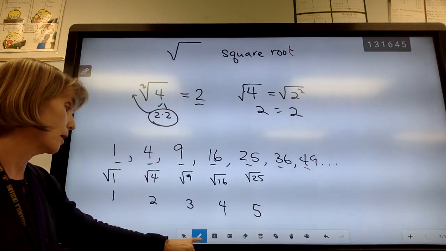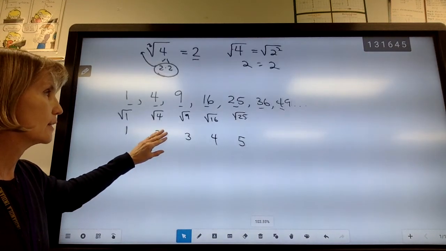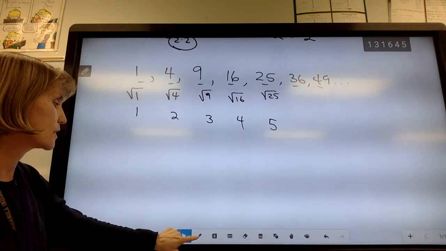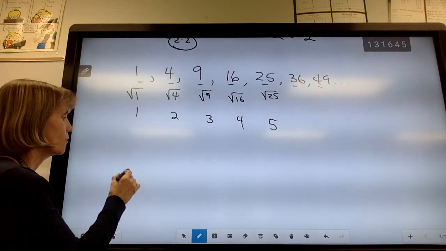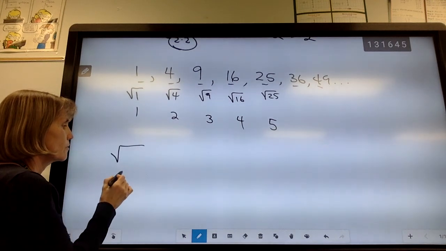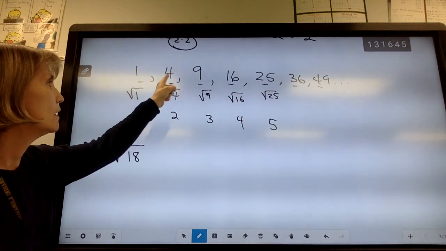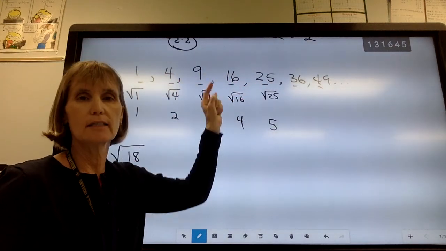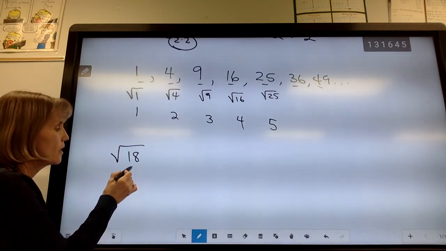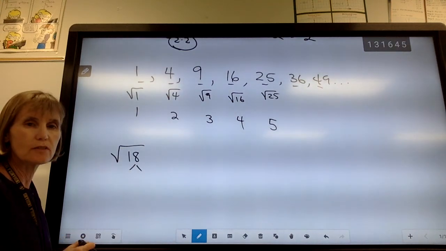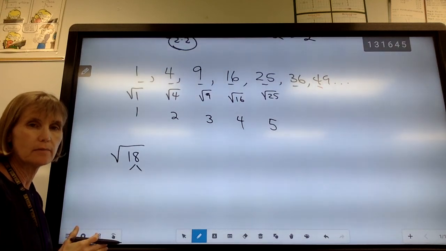But the question becomes, what do we do when we have a number that's not in that list, or not a perfect square? How do we simplify that? And that's what I want to talk to you about, is how to simplify a radical. So I might have something like the square root of 18. Well, the square root of 18 isn't in that list, so it doesn't have a nice number. But what I can do to simplify it is break 18 into its factors. So think about 2 numbers multiplied together that would give me 18.